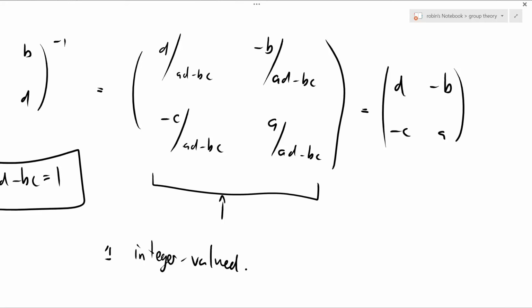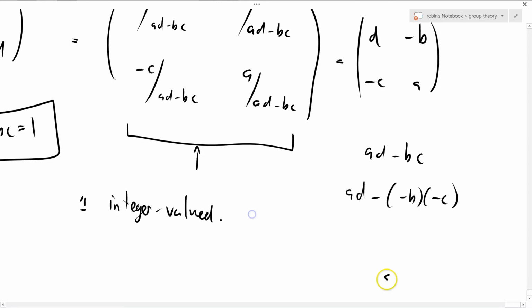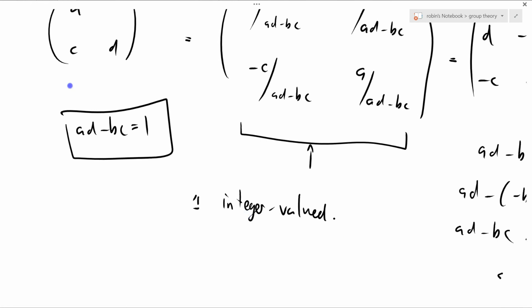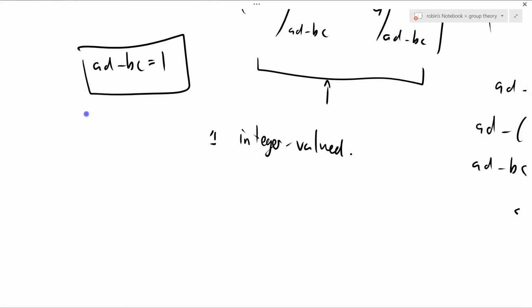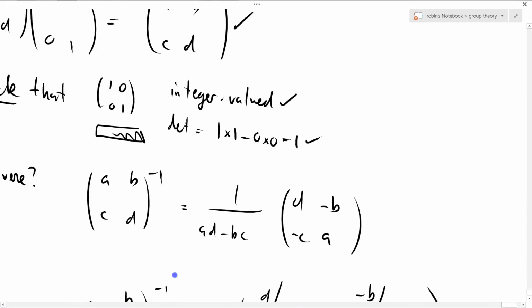So, because the determinant of this, of course, is AD minus BC. Actually, it's AD minus B times minus C, because the signs have changed, which is, of course, AD minus BC, which equals 1, because this element was in the group. So we're checking that any element that's in the group, the inverse is in the group. So that checks out as well.